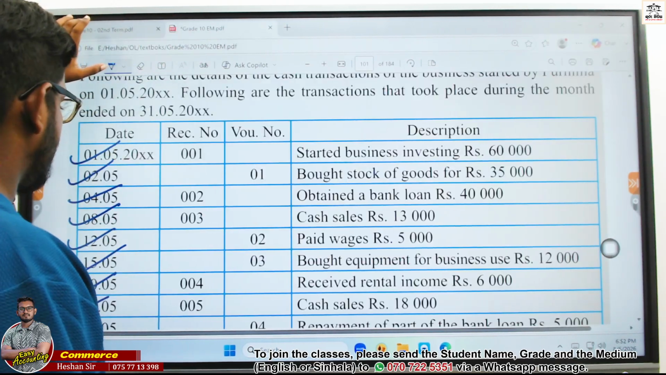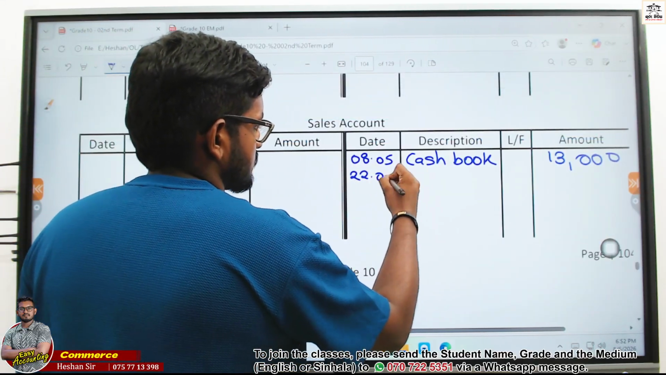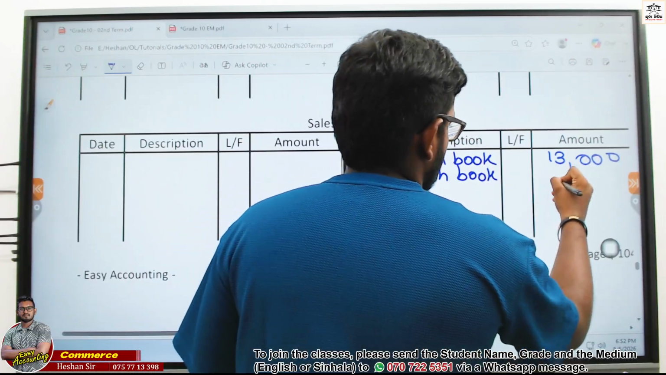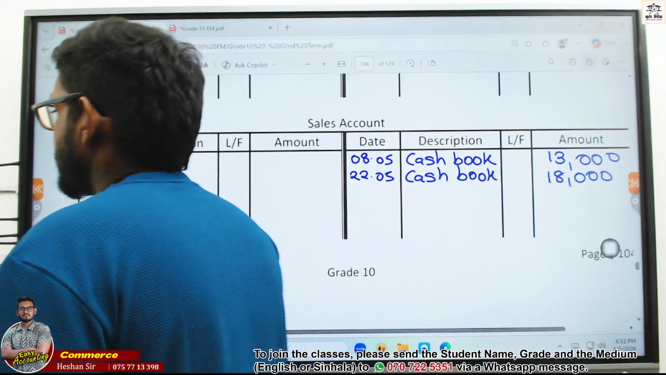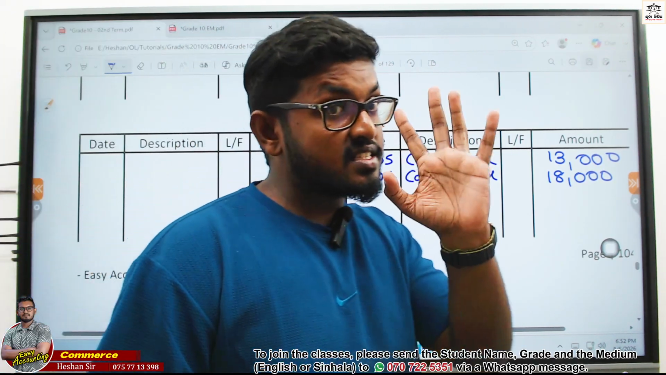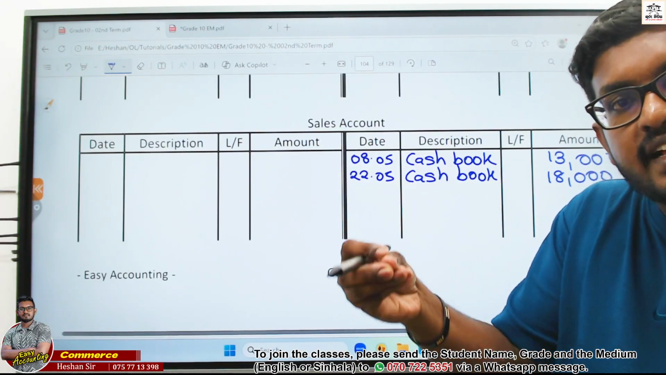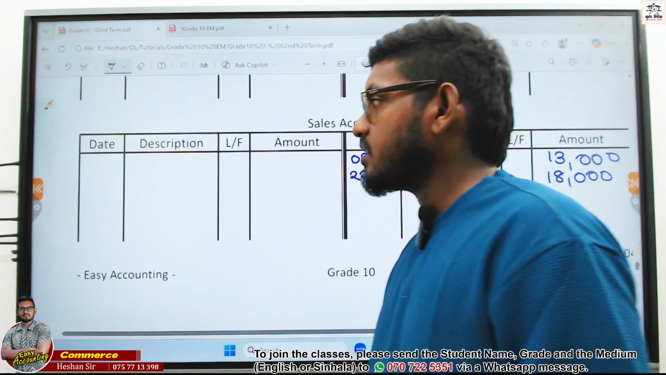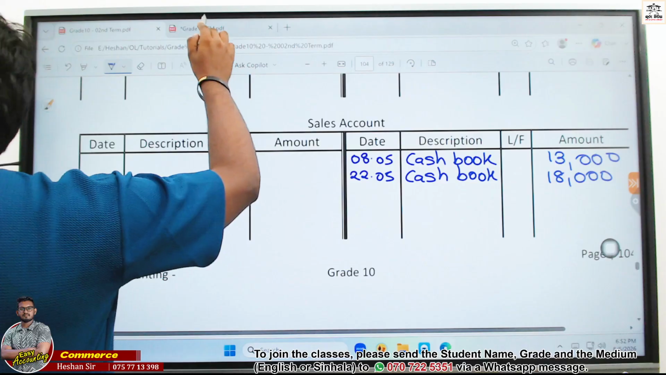That is 22nd of May. Cash book 18,000. In the ledger there can never be two accounts with the same name. There cannot be two sales accounts. All the sales transactions should be recorded in one sales account, right? Okay. Next one.